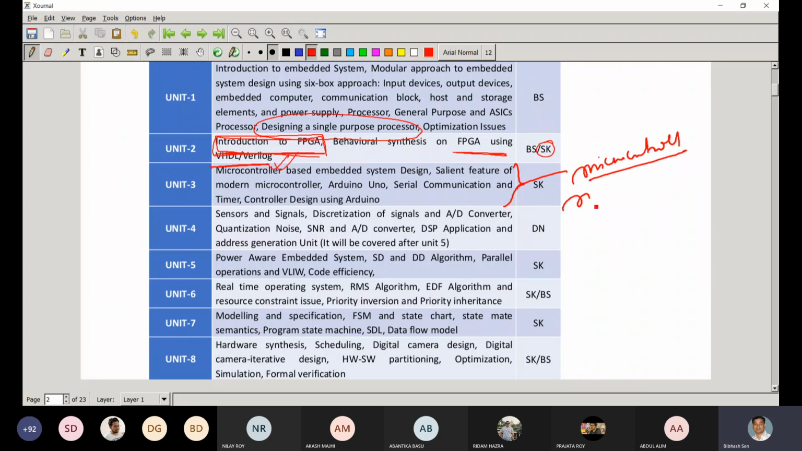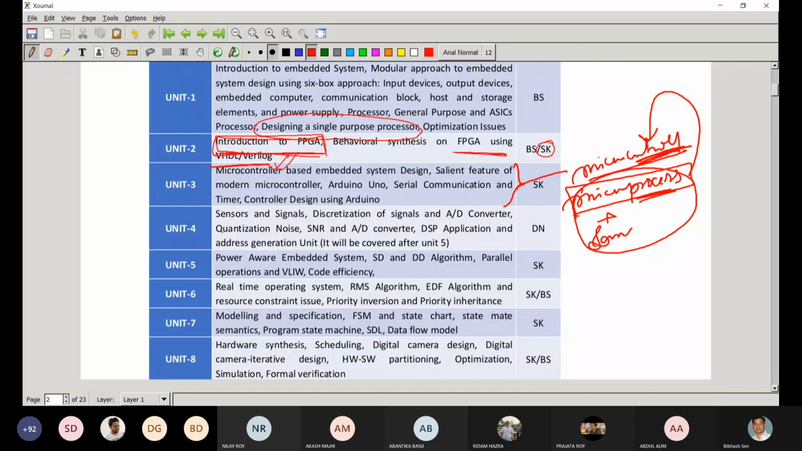After that comes the microcontroller. Be careful, this is not the microprocessor. Microprocessor plus something, combined, gives the flavor of the microcontroller, but the performance of microprocessors and microcontrollers is completely different. The microcontroller is a little bit application specific, and the microprocessor is a little bit not performance oriented.